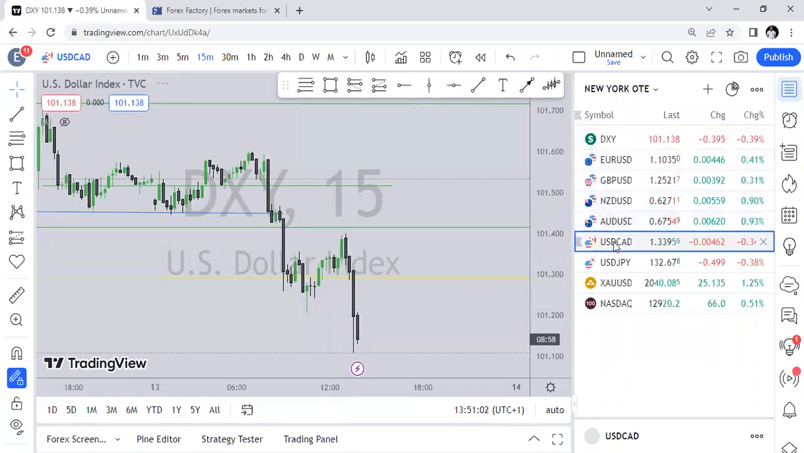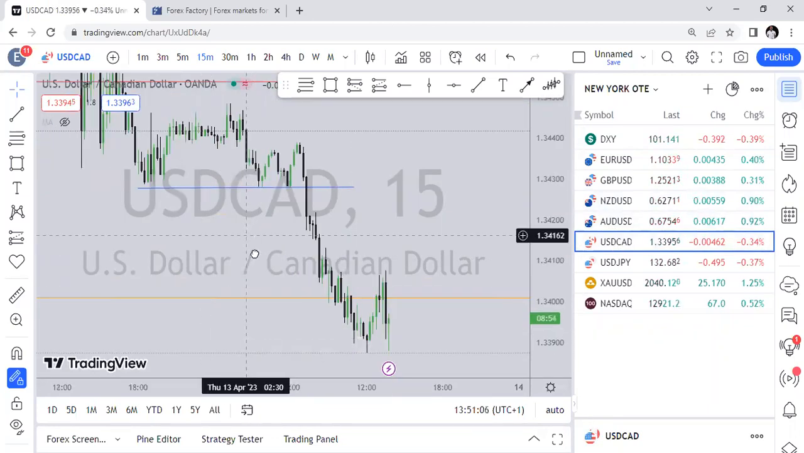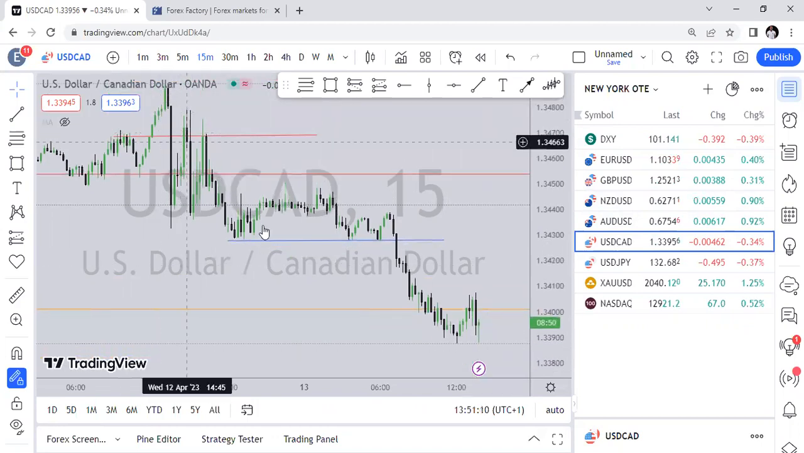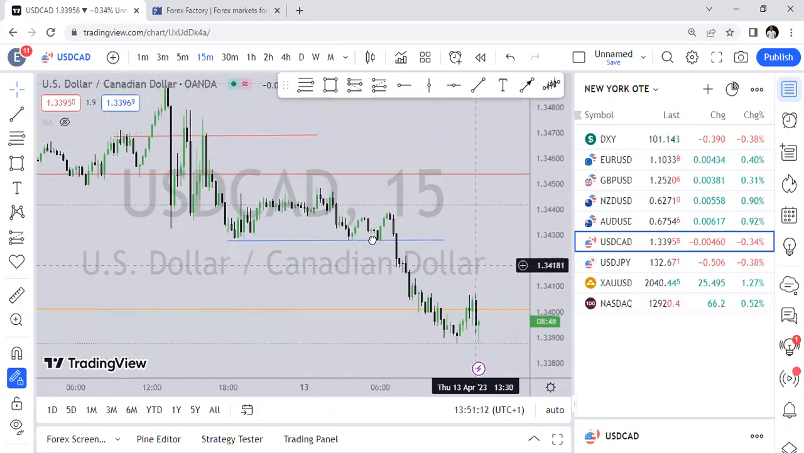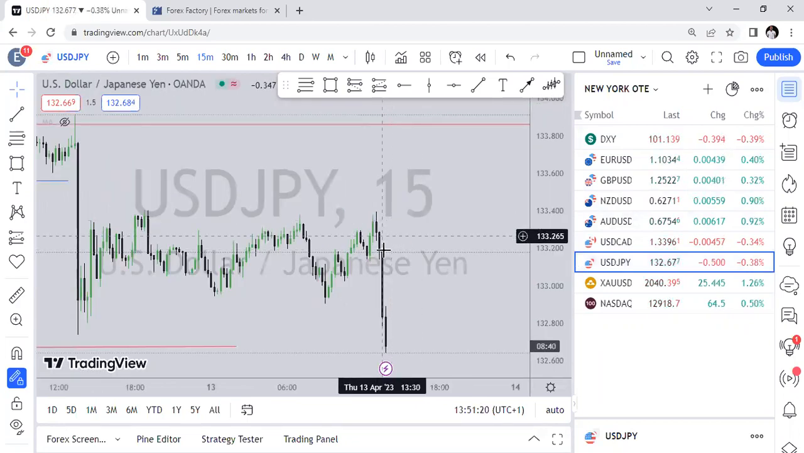Now see the other pairs like the dollar. The dollar is selling off. USD JPY is also selling off.